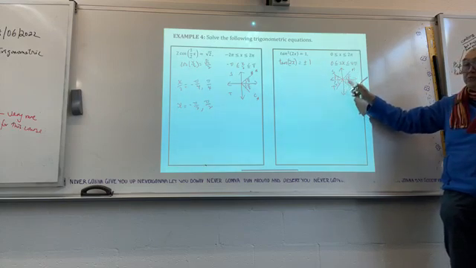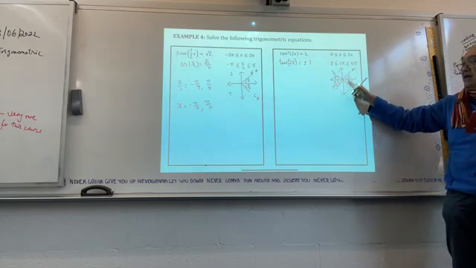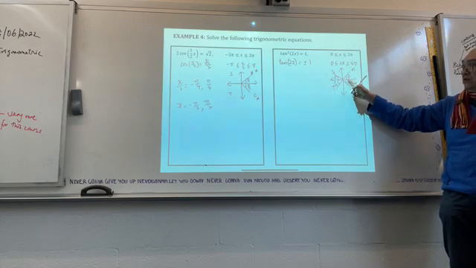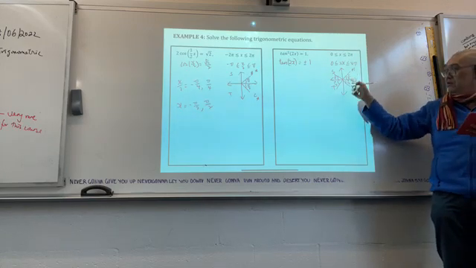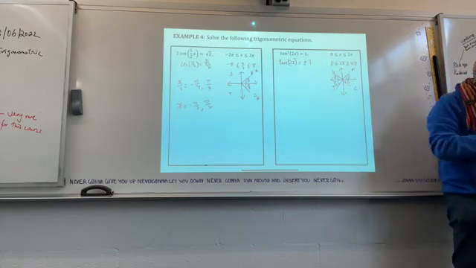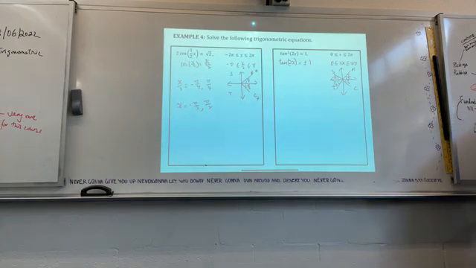0 to 2 pi. That's one rotation. And second rotation, 2 pi and 4 pi. So therefore, 2x equals pi over 4, 3 pi over 4, 5 pi over 4, 7 pi over 4, then plus 2 pi, 9 pi over 4, 11 pi over 4, 13 pi over 4, and 15 pi over 4.